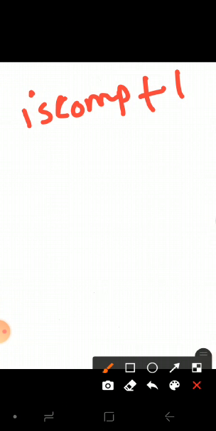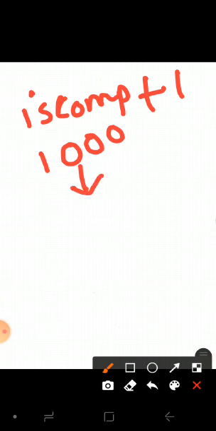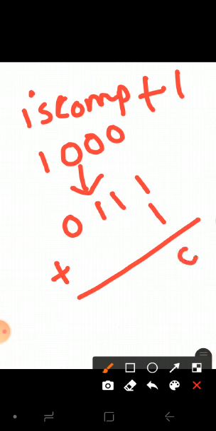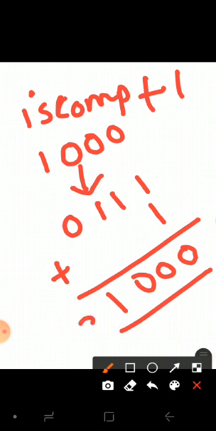So we will take the same number 1, 0, 0, 0. The 1's complement of this number is 0, 1, 1, 1. Right? To make it 2's complement, what do you need to do? You need to add 1. So 1 plus 1, 0, 0, 0, 1. So what is this number? 8. Which 8? Minus 8.